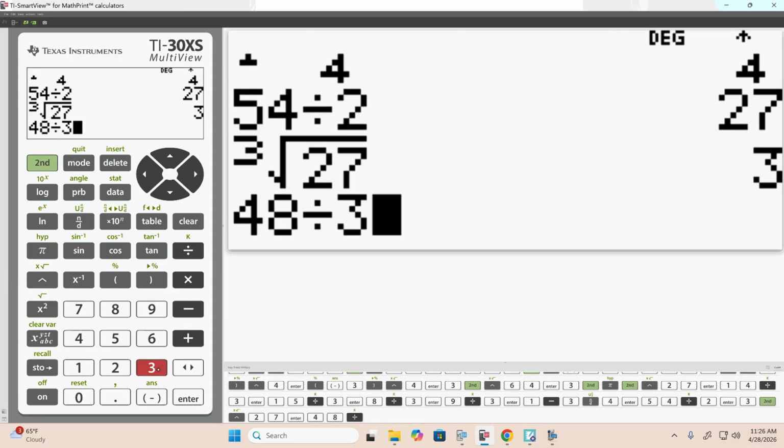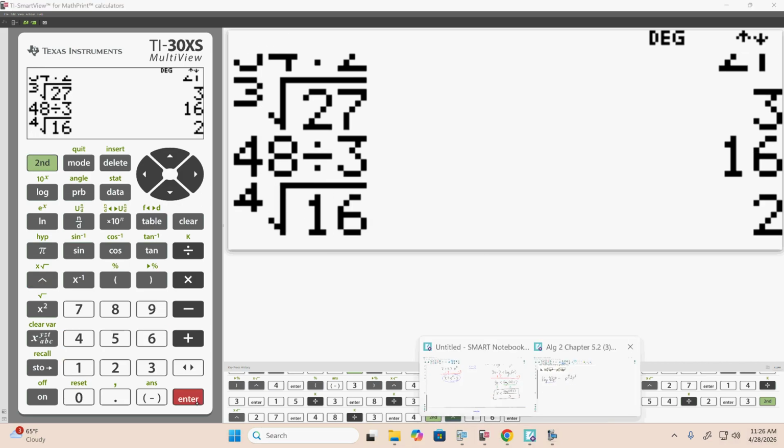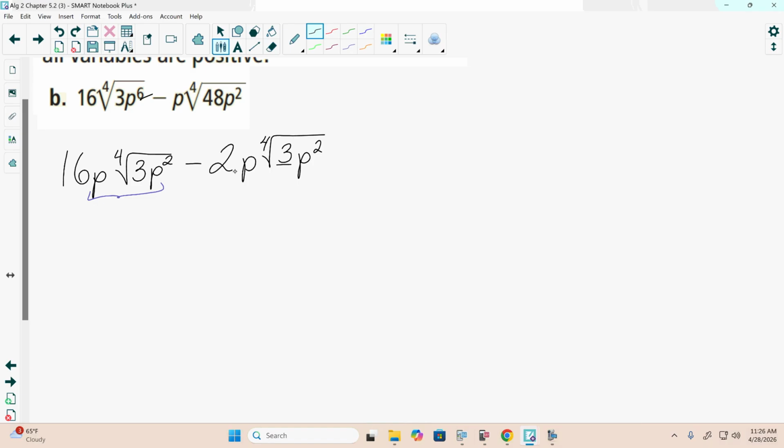48 divided by 3 is what? 16. Fourth root of 16 is 2. Really telling me that the fourth root of 48 is 2 fourth roots of 3. 16 minus 2 is 14p fourth roots of 3p squared.